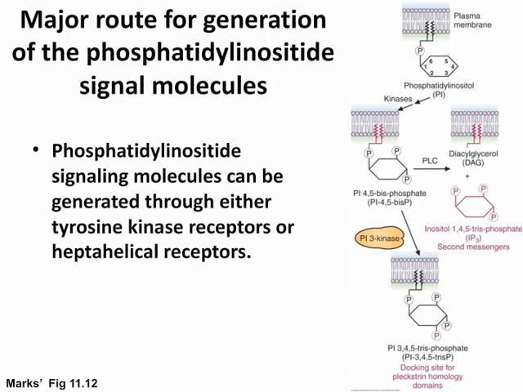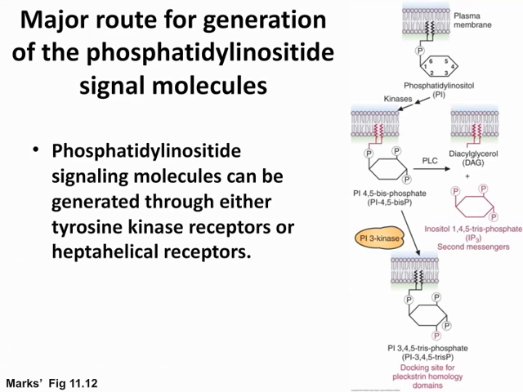So the next one is generation of phosphatidylinositide signal molecules. Key things, just take some time to look through the picture on the right. We start off with phosphatidylinositide phosphates, known as PI at the very top. And it can serve two different functions in signal transduction. The first one is that it can form PI4,5 bisphosphate. And that can be cleaved to generate either DAG, which is diacylglycerol, and IP3, which is inositol triphosphate.